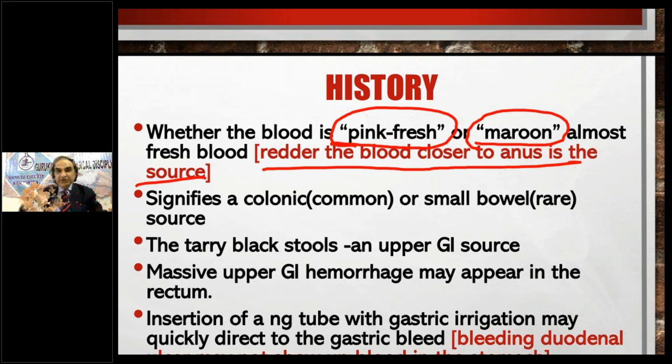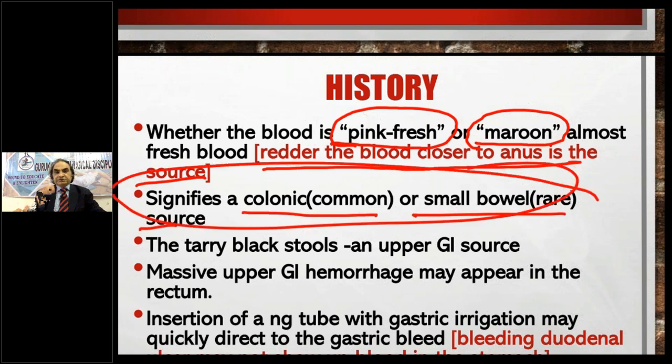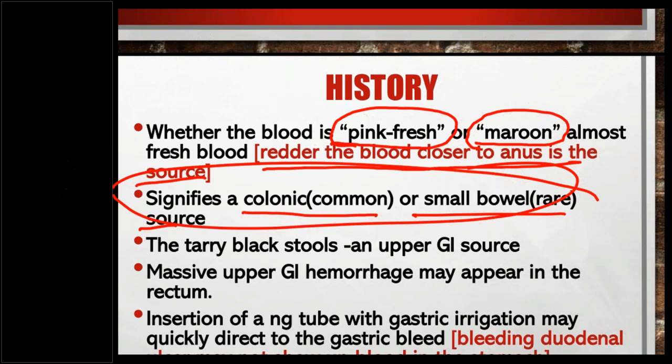Combine the two. The red of the blood closer to the anus is the source. This is how I look at it, so it will be graded accordingly. If it is more red, it's closer to the anus. If it is less red, it's higher up. So it's downstream. How much will be known by the color, and a smart clinician will know what the source is.